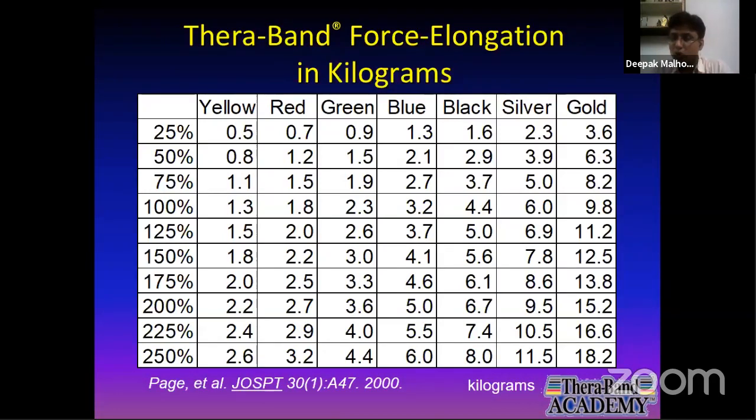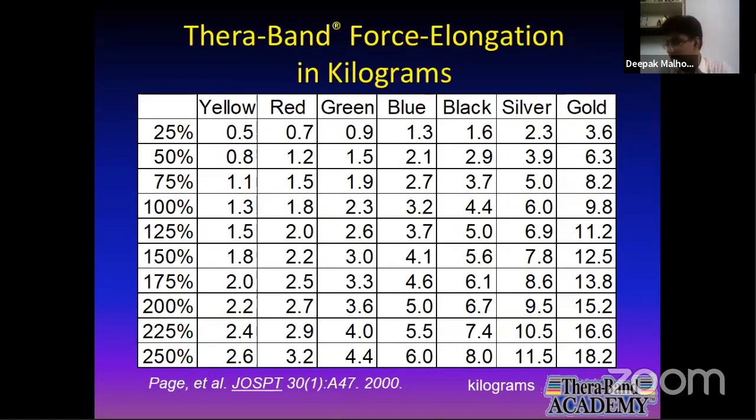So when you know the approximate percent elongation for a particular band, you can refer to this table and find out what sort of force is being given by that particular band. So for example, a black band, if it has been elongated by 100%, will give 4.4 kgs.